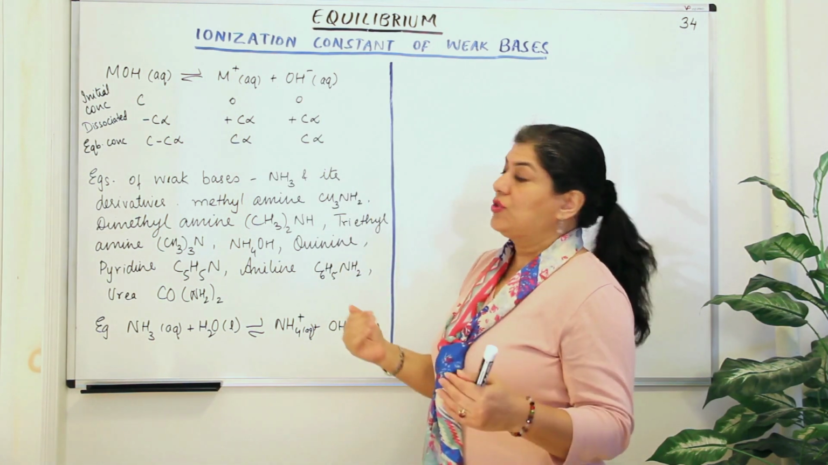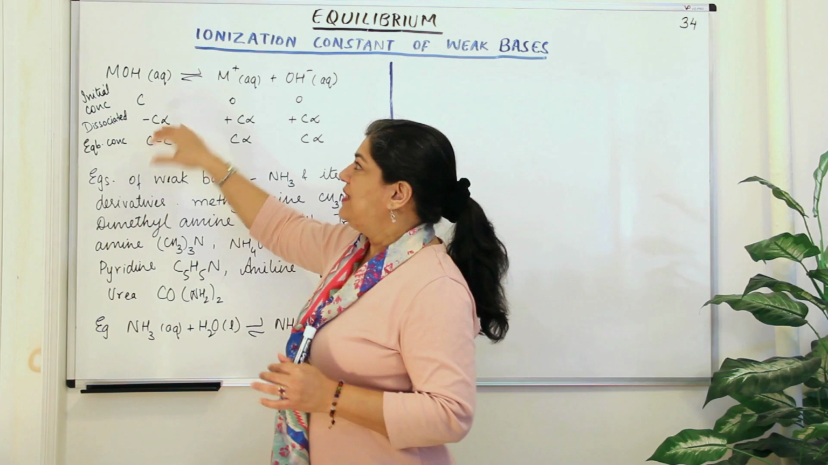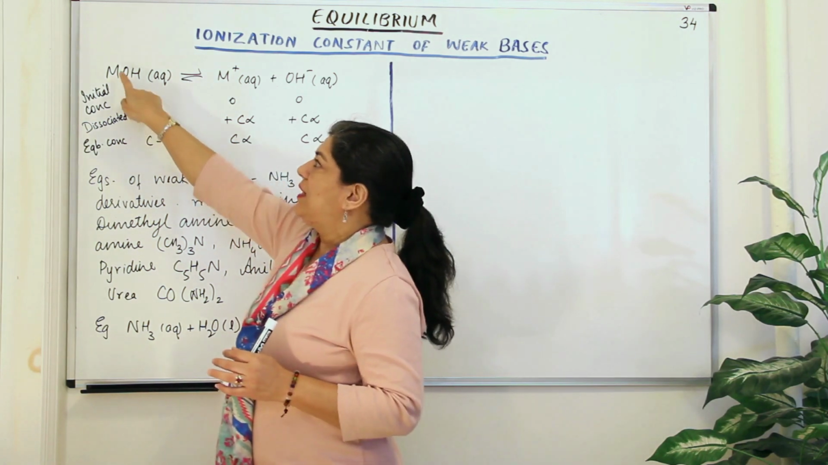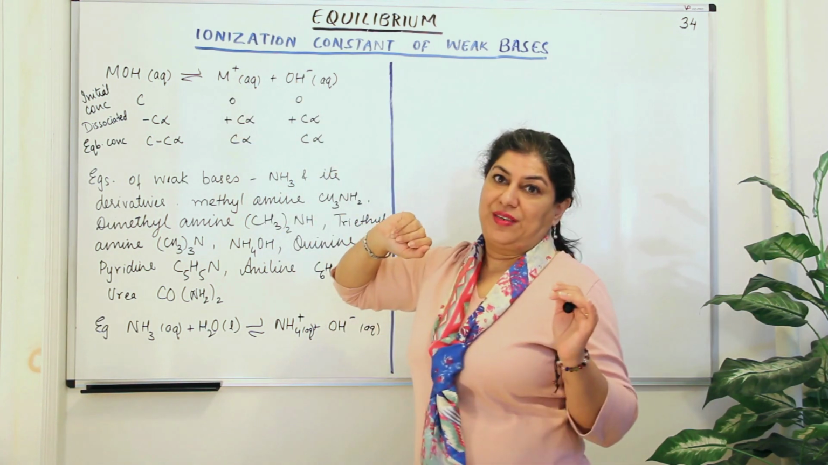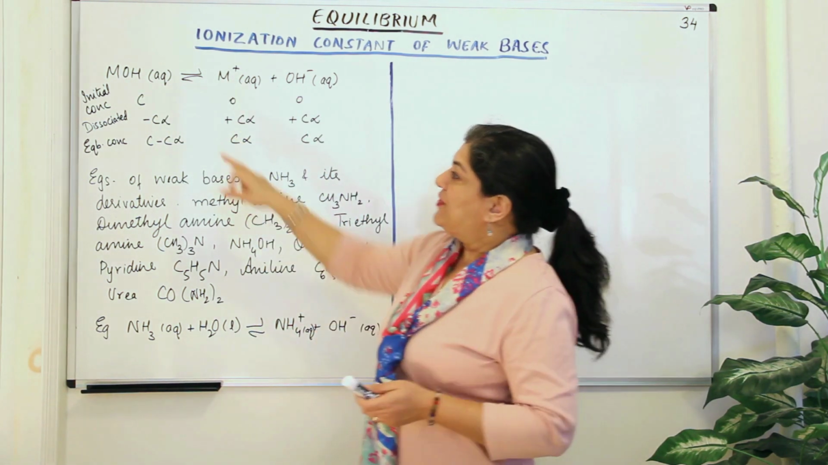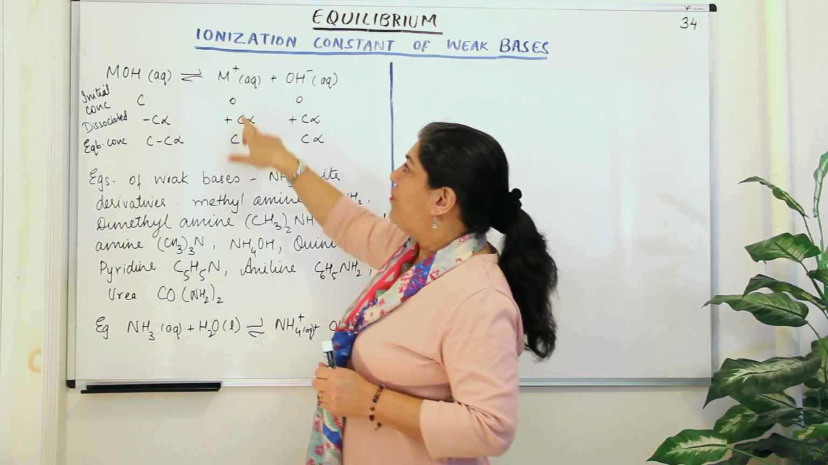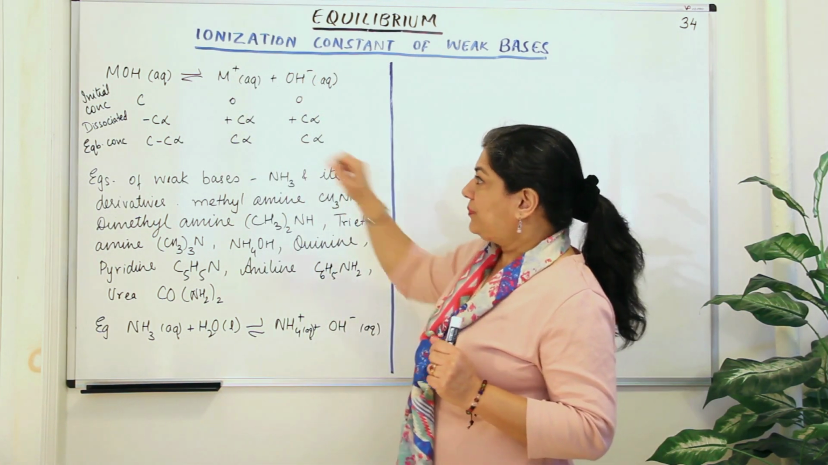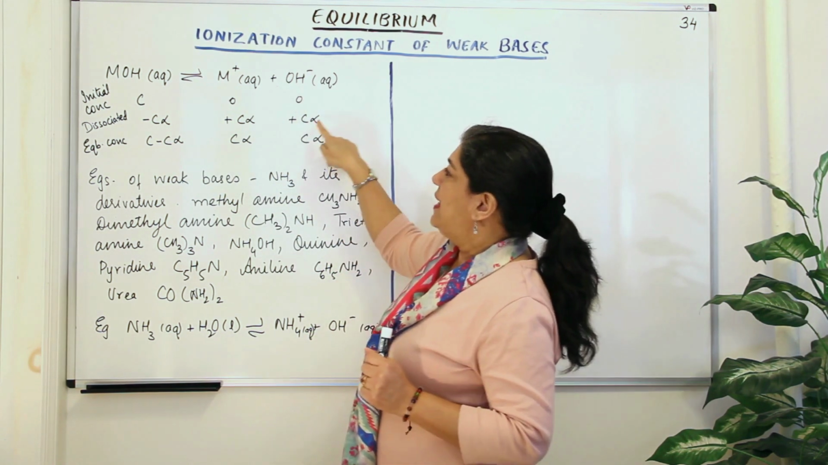If we assume that the degree of dissociation is alpha, then alpha of C dissociated. This amount C alpha out of whatever C MOH was, that much of it reacted and resulted in the formation of M positive and OH negative. If you have 1 mole of MOH, you get 1 mole of M positive and 1 mole of OH negative. So if C alpha of MOH reacted, then the concentration of M positive and OH negative formed would be the same according to the stoichiometry of the chemical equation. So if C alpha reacts, then C alpha is formed and C alpha is formed here.